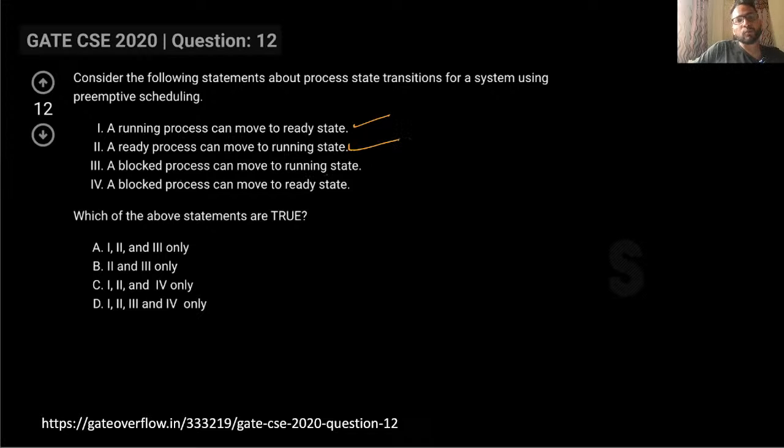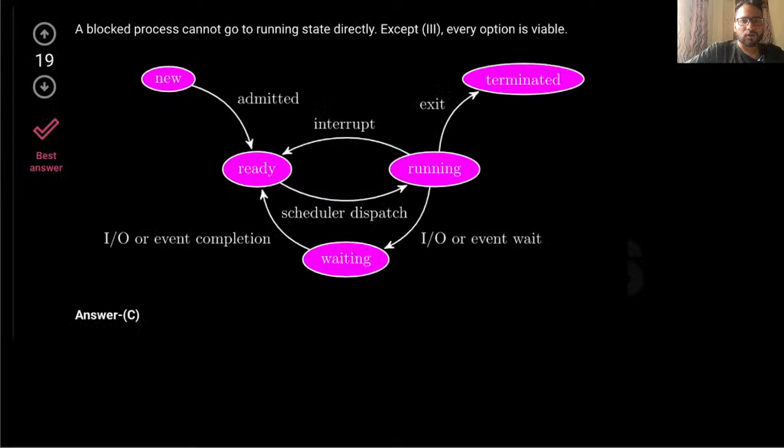A blocked process can move to the running state. No, that is false. A blocked process will move to the ready state and then it can move to the running state. So third is false. Apart from this, everything is true. So that will be C is the answer. Yes. So answer is C, right?